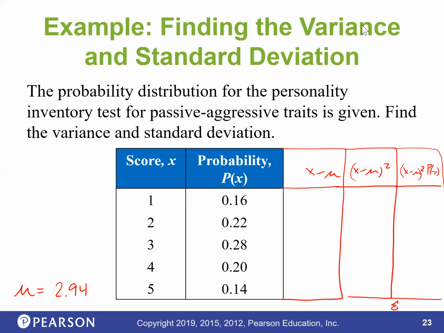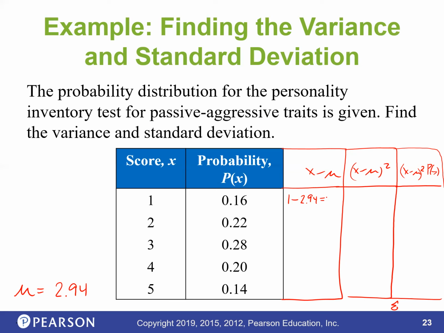If you want to keep on going here, let me do the first one here. So this is going to be x, which is our score, not our probability, right? So this one would be 1 minus 2.94. That's what we want here. That's going to be the x minus mu value. So if you want to stay ahead of me here and do the same thing for all of them, you'll see a little pattern happening there.